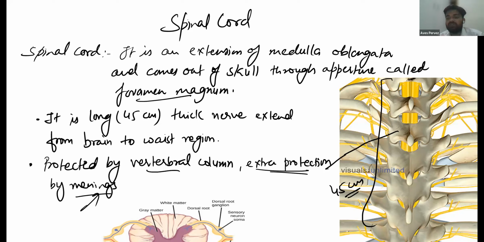Protected by vertebral column. These bones are called the vertebral column, and it is protected by these bones. For extra protection, meninges are also present. Got it? Got it down?